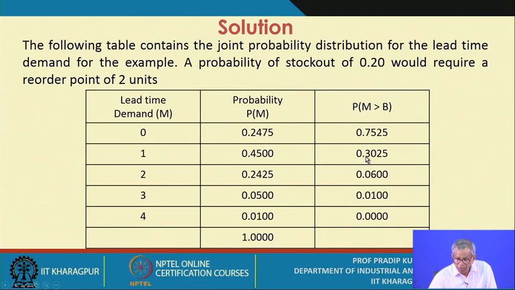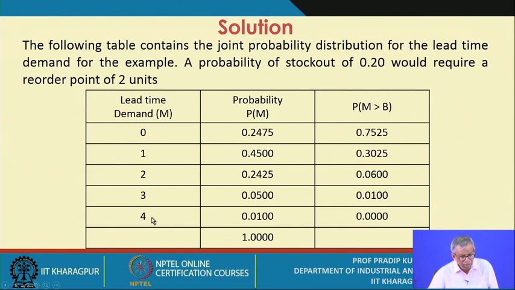So the same rule, the same logic you follow, and ultimately against each lead time demand level you can calculate the corresponding probability that the lead time demand is greater than the reorder point. So these values are given.